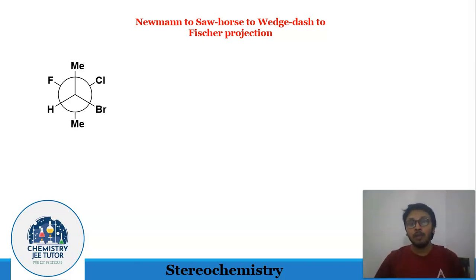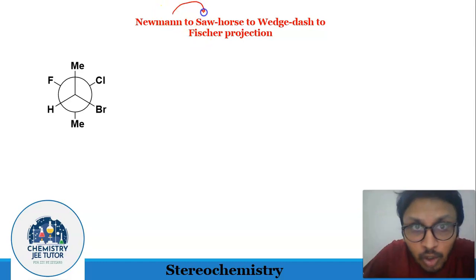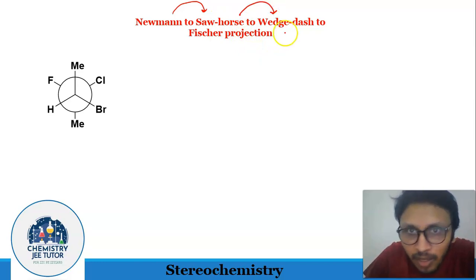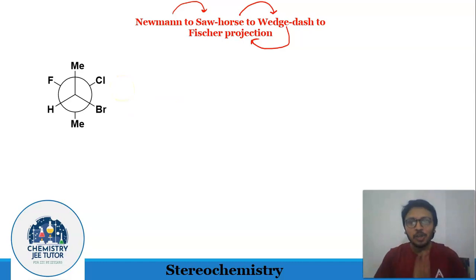How do you convert it to a Fischer if you give me a Newman projection? So I will go through these steps. I will convert Newman to sawhorse first. This is something I don't know right now. I will tell you. Sawhorse to wedge dash, we know the trick. Wedge dash to Fischer, we know the trick. So the last two parts we know. We just need to do the first part. Let us do it. I'll show you 2 examples.